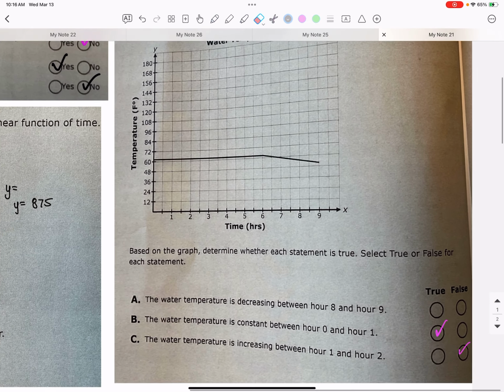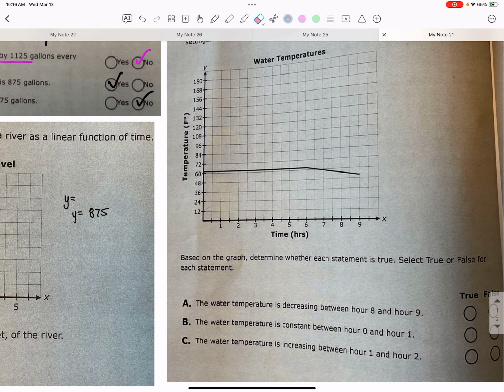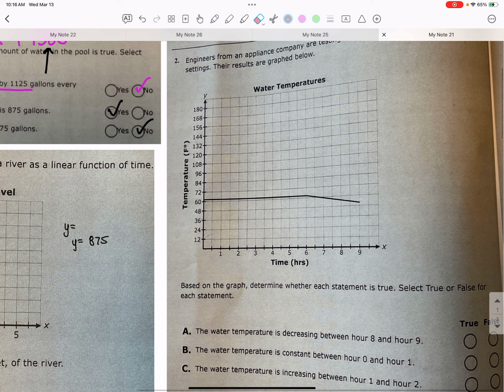Number 2. Okay. The water temperature is decreasing between hours 8 and 9. All right, here's hour 8 right there. Here's hour 9. Yeah, it looks like the water temperature is going down. Yes. The water temperature between hour 0 right there and hour 1, so between here and here, is constant, staying the same. Yeah, it looks like it's flat. It's staying the same. True.